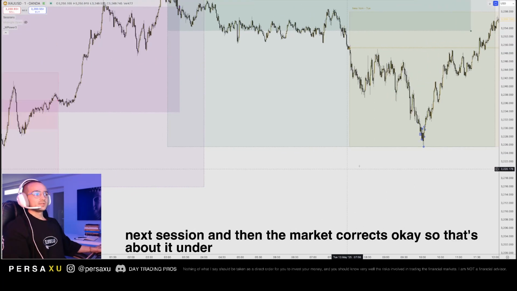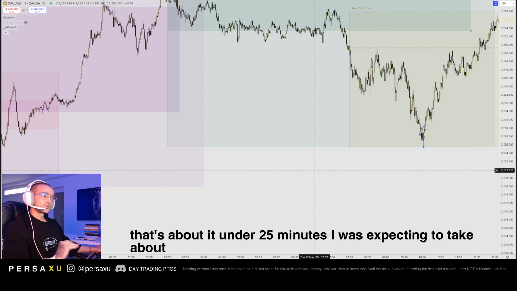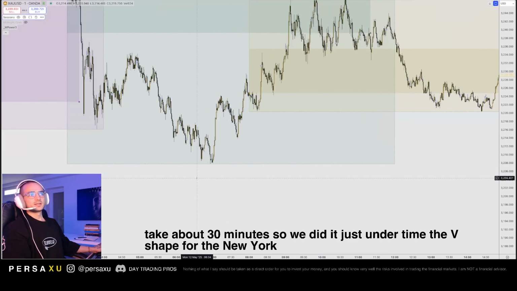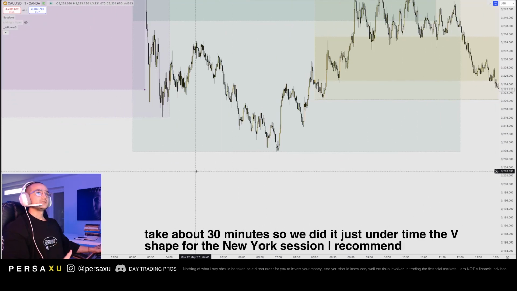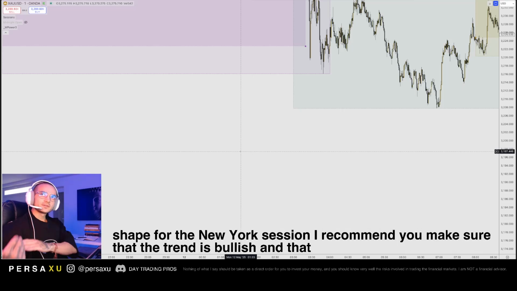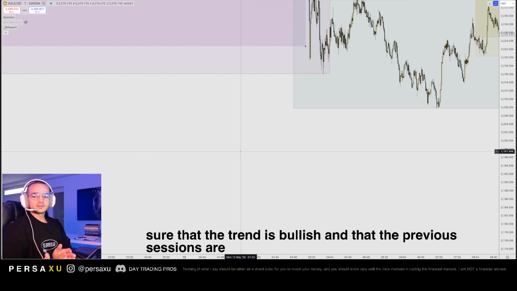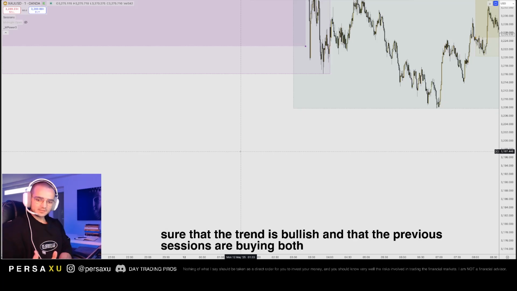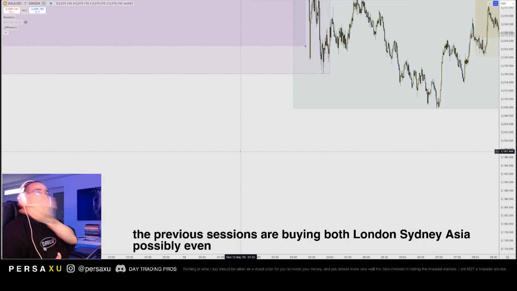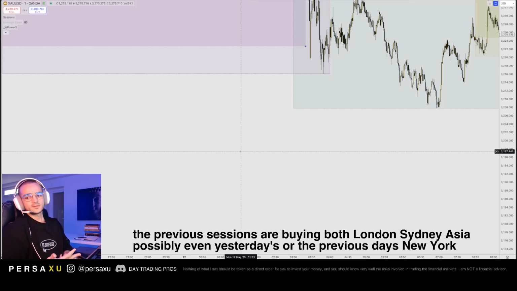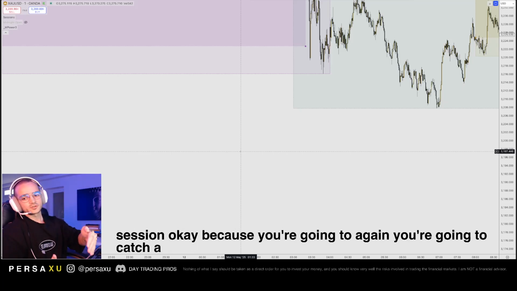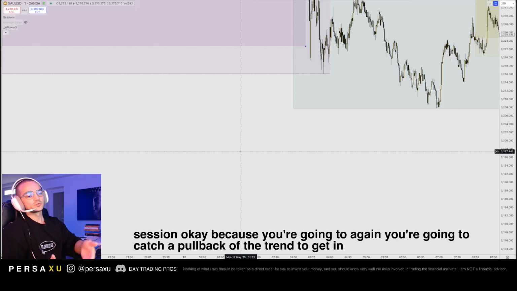Under 25 minutes. I was expecting to take about 30 minutes, so we did it just under time. The V shape for the New York session. I recommend you make sure that the trend is bullish and that the previous sessions are buying. Both London, Sydney, Asia, possibly even yesterday's or the previous day's New York session. Okay, because you're going to catch a pullback of the trend to get in a higher low.